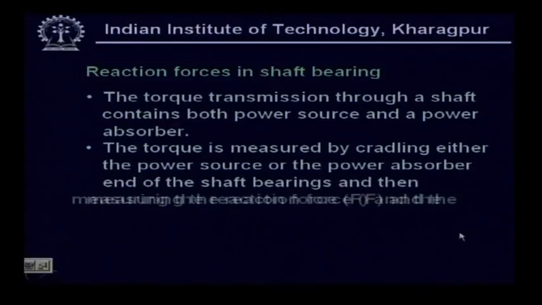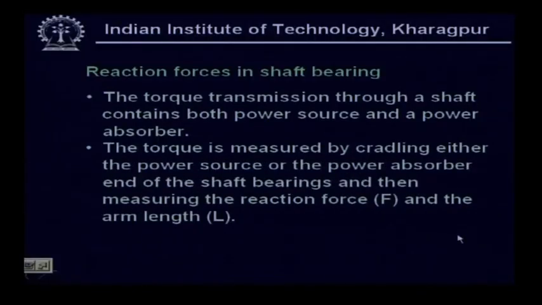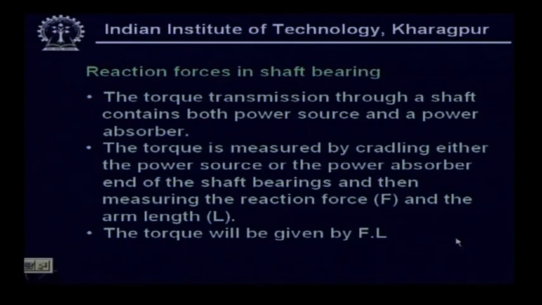Now, the torque is measured by cradling either the power source or the power absorber end of the shaft bearing, and then measuring the reaction force F and the arm length L. Now, the torque will be given by F into L. So, L is fixed, we measure L, we will measure F, and this will give you the torque.